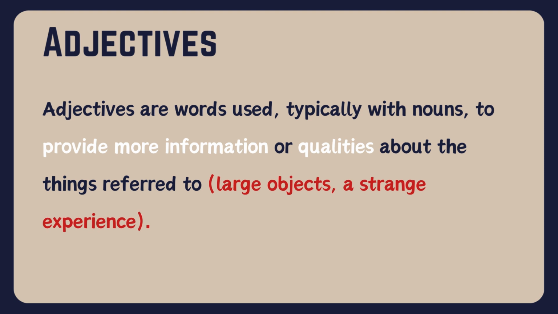For example, we can say large objects, a strange experience. In the noun phrase a strange experience, strange gives us more detail about our experience. Adjectives help to paint a more vivid picture by adding specific and detailed information to your writing.